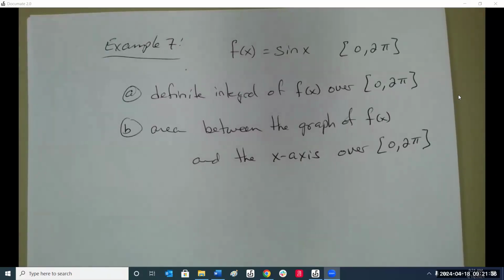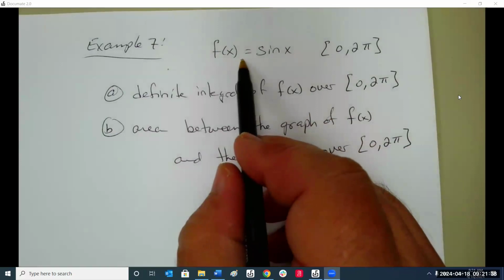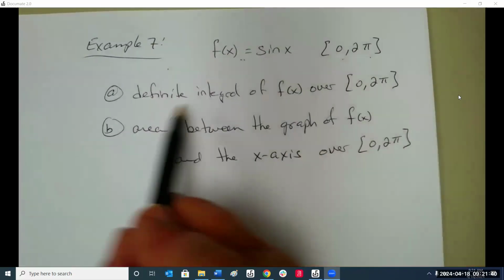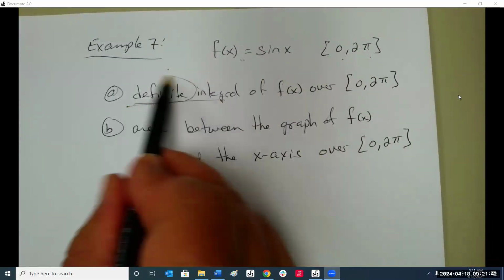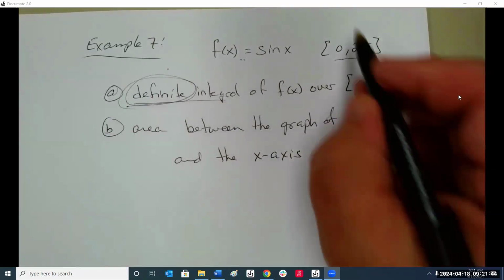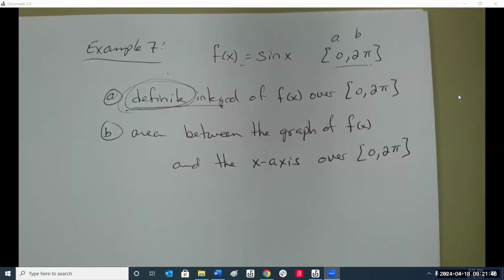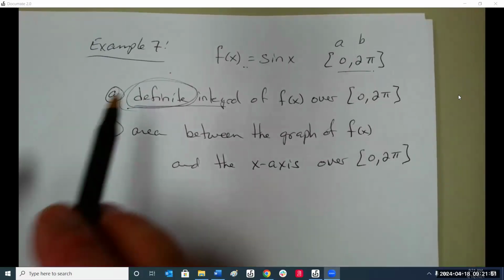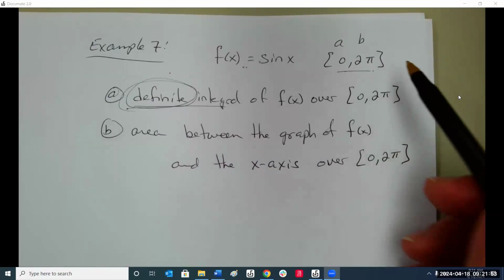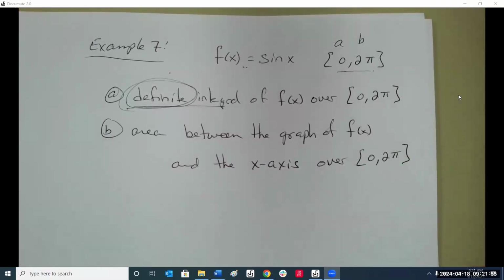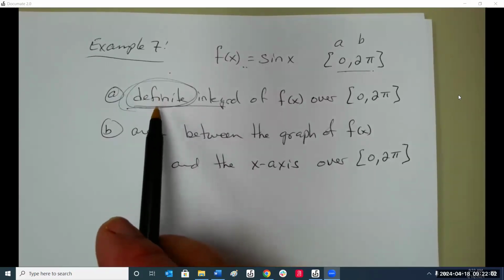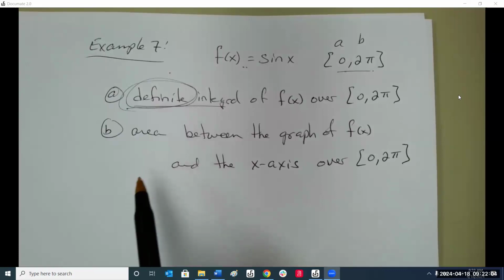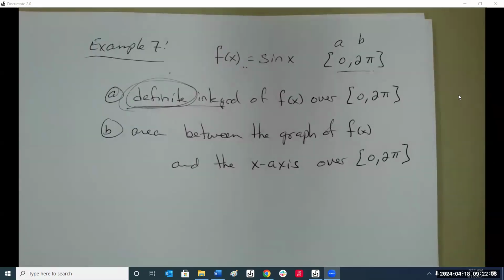Okay, so what is it asking us to find? Here's our function. Here's our interval. Find the definite integral. Why is it a definite integral? Because we have bounds. We have a and b, a lower bound and an upper bound. If this wasn't there, it'd be an indefinite integral, and we'd have to put a plus C at the end of it. So the difference is this: definite integrals end up with numbers, indefinite integrals come up with equations.